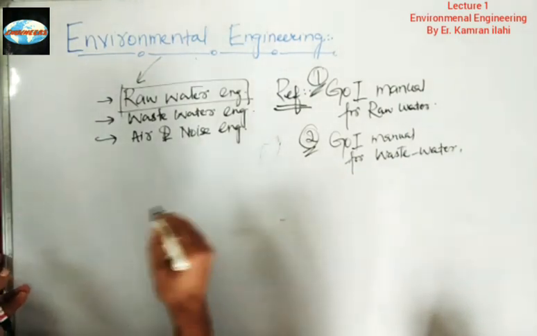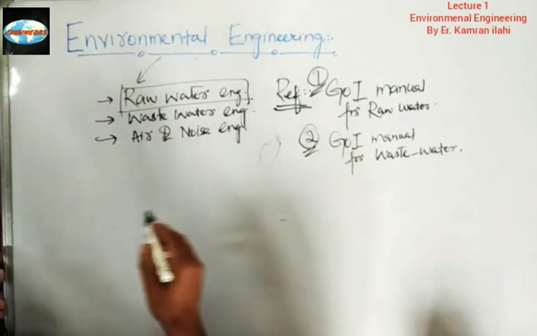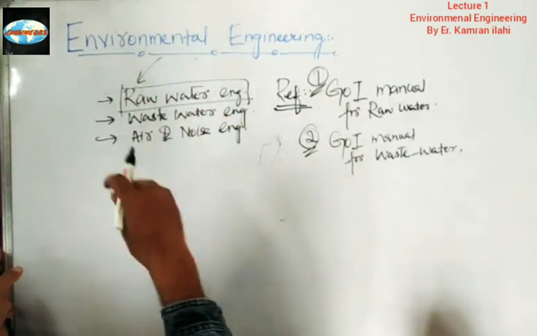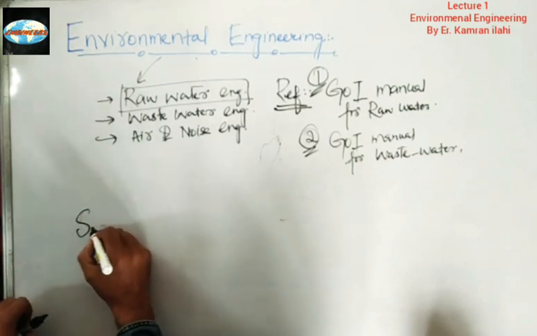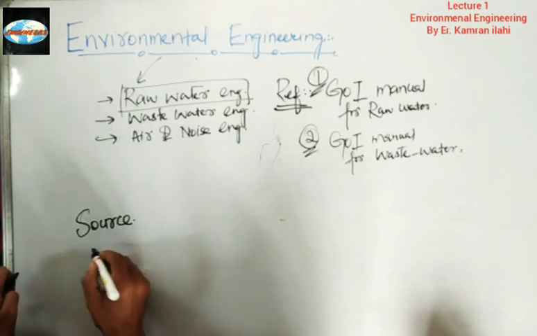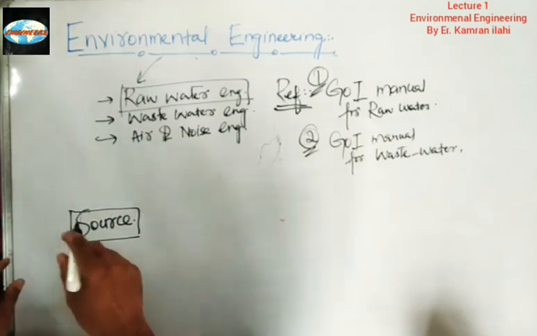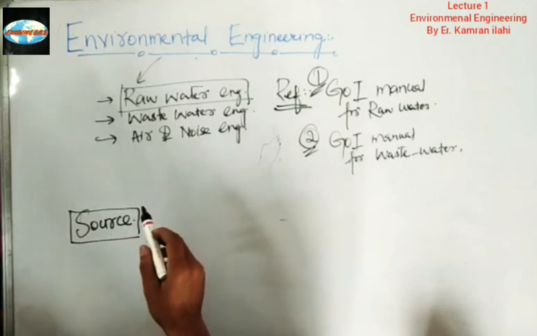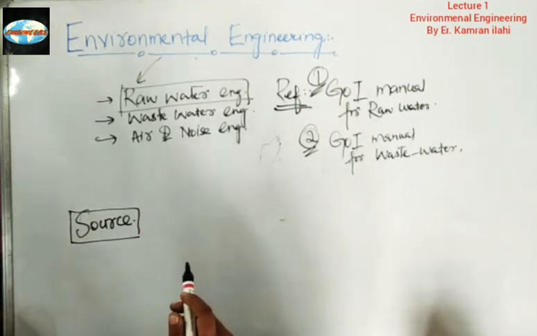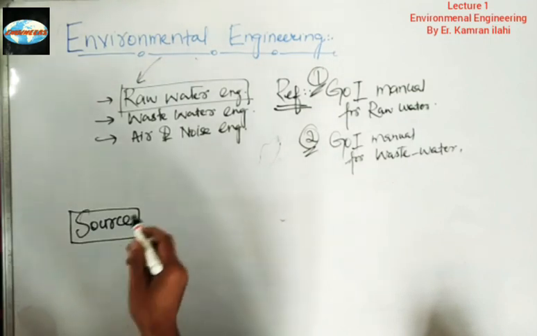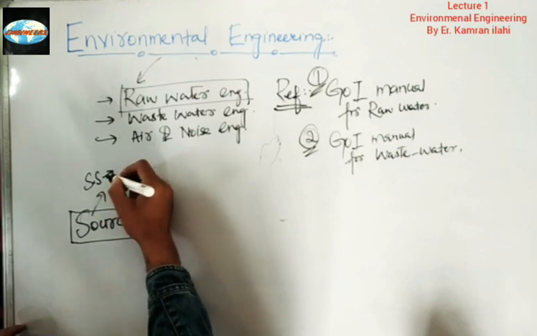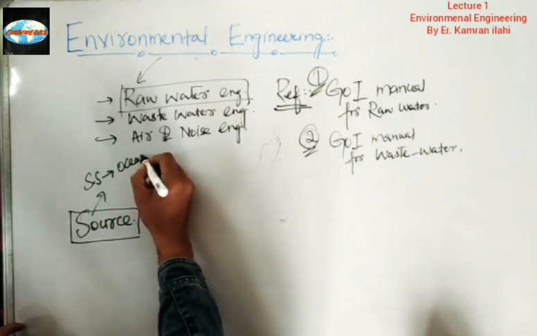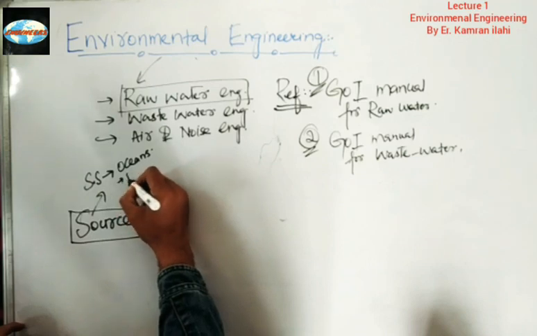And so for raw water engineering, the whole of environmental engineering is actually divided like this. We have a source. Source is something from where we extract water, okay? And from this source, now the sources can be many. There can be surface sources, there can be subsurface sources. Surface sources are like oceans. Now, why use the word oceans?